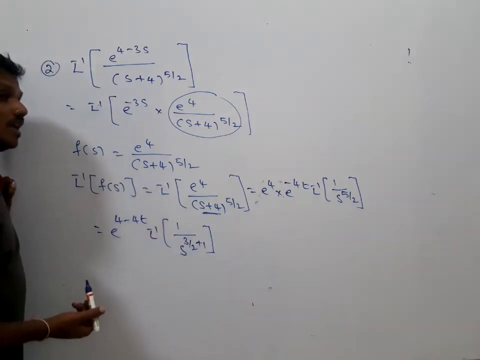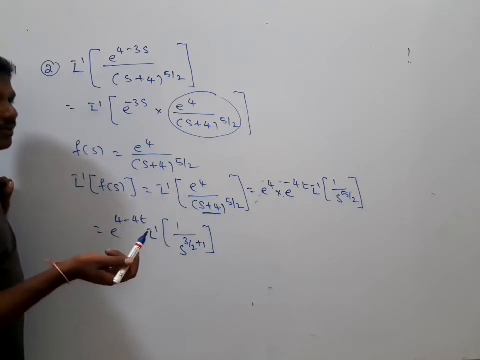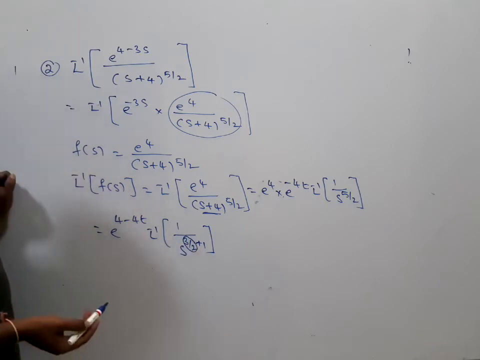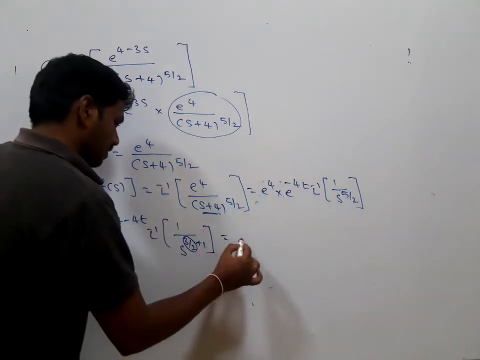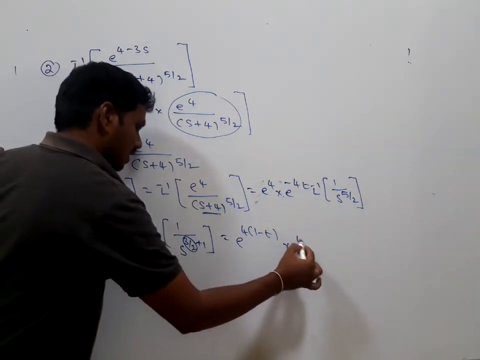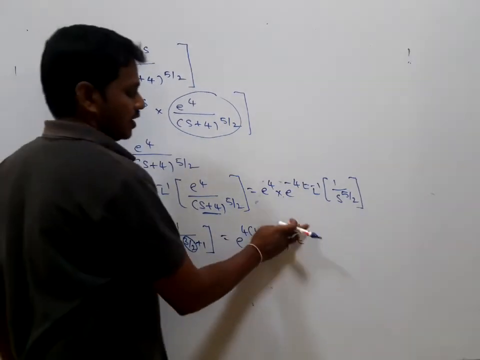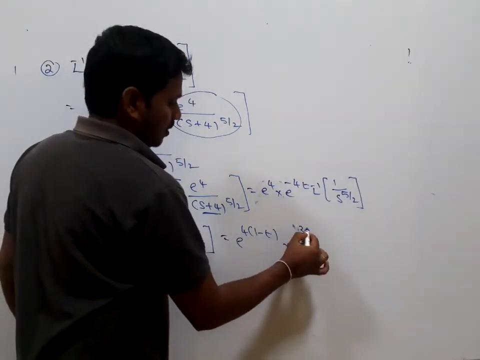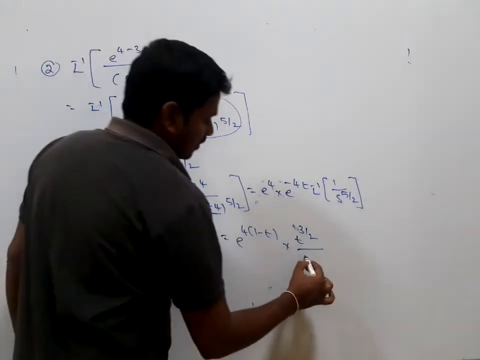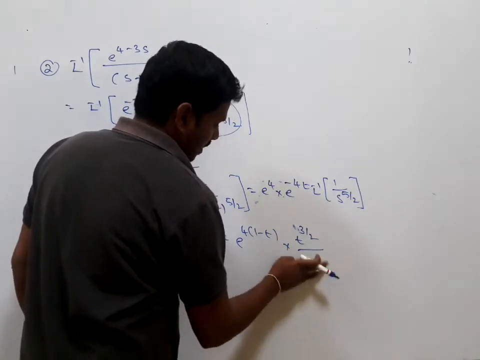If n is a positive integer, we can write it as t to the power of n divided by n factorial. Here it is not an integer, it is a real number which is greater than minus 1. So this can be written as e to the power of 4 into 1 minus t. Here it is t to the power of n, which is nothing but t to the power of 3 by 2, divided by gamma of 3 by 2, or actually gamma of n plus 1. Gamma of n plus 1 is what?